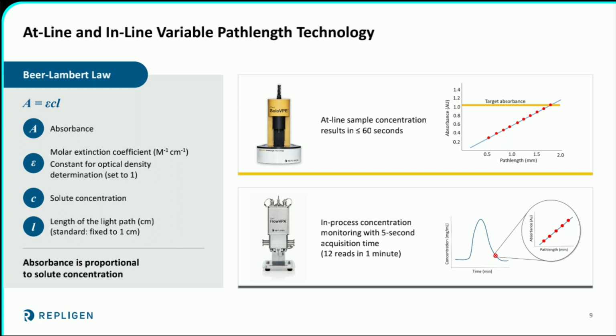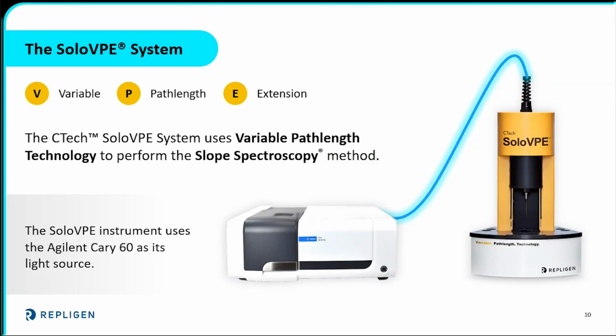With our at-line and in-line UV-Vis variable path length technology, what we can do is take multiple absorbance units at multiple path lengths to generate a slope. With that slope, we are able to measure a wide variety of concentrations at a much more repeatable and accurate way than traditional UV.